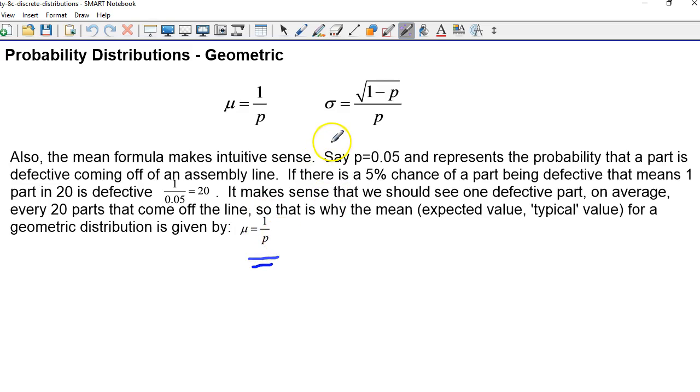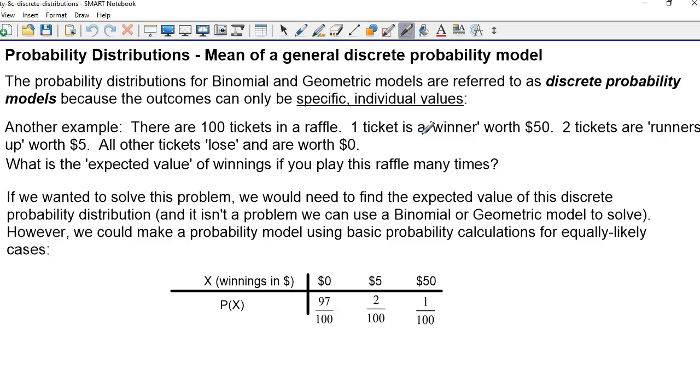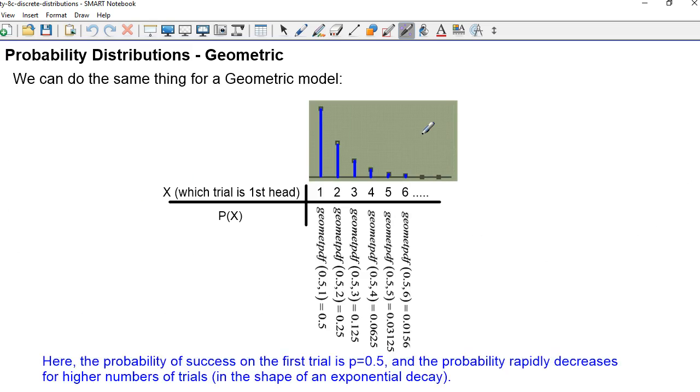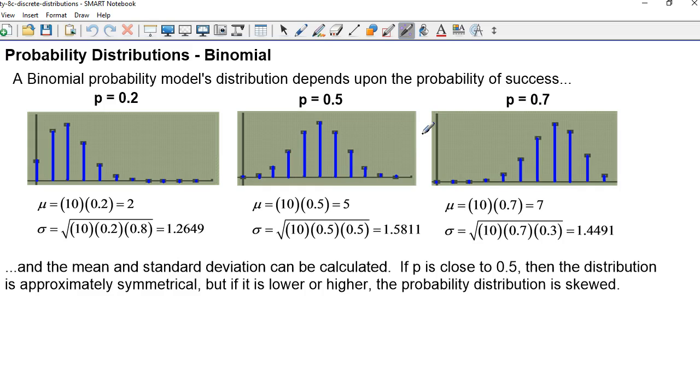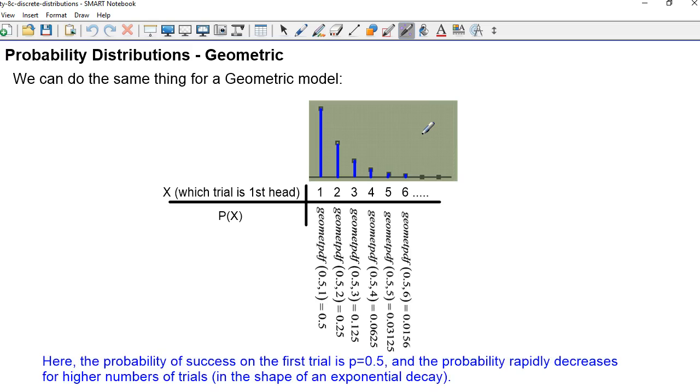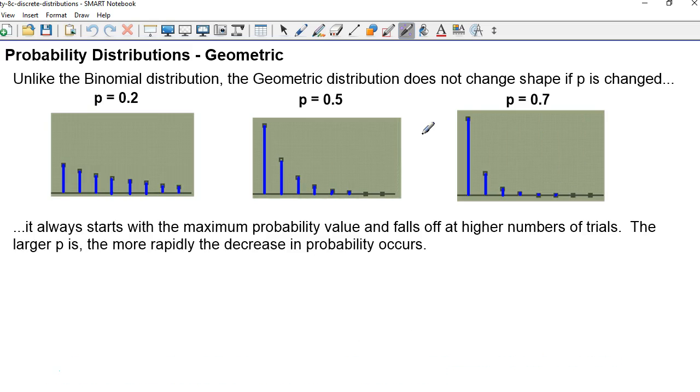I've not been able to figure out a way to kind of intuitively say why the standard deviation is that formula. We don't actually see that formula used very often, even in AP statistics, but the mean one is used. Okay, so just to summarize, right, we've said that there's a distribution for binomial models. They're symmetrical in the case of 0.5 and asymmetrical otherwise, and for geometric models which always look like exponential decay. And we can compute the mean and standard deviation using formulas.